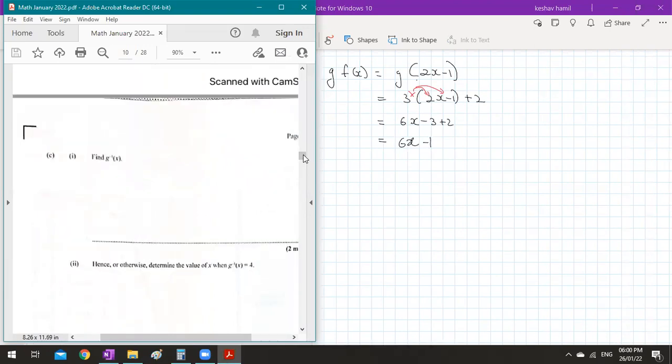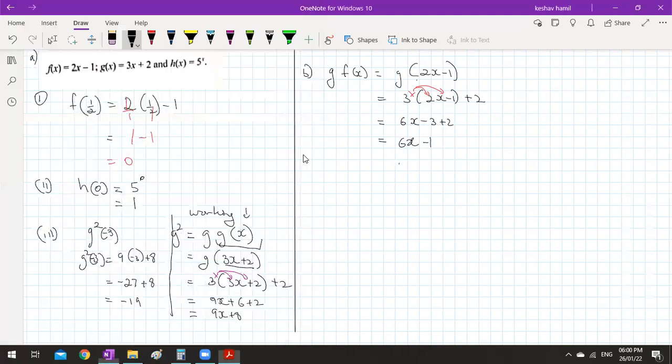Part C, part 1, find the g inverse of x. C, we want g inverse of x. How to go about this? We say let g of x equal to y. So that means y would be equal to 3x plus 2. And there's statements that have to be made. So interchange x and y. So where we see x, we put y. Where we see y, we put x.